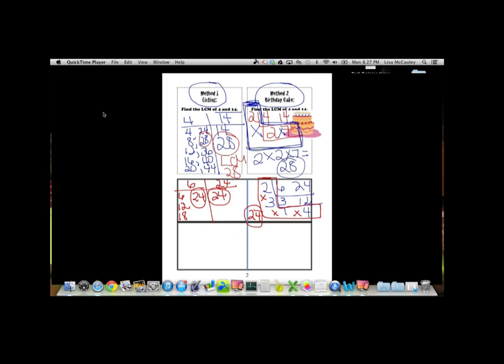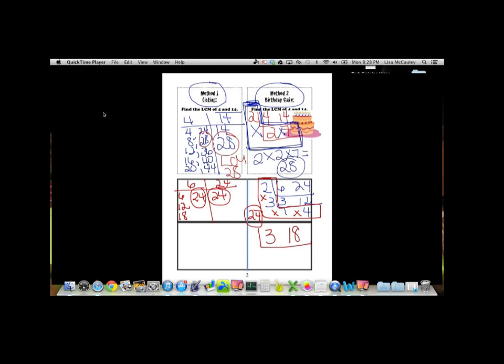So I want to focus again on our cake method. Let's do 3 and 18. Okay, I want to show you one thing. If you ever see that you have two numbers and the smaller number goes into the bigger number, the bigger number is the LCM. But let's test it out and see if I'm right.